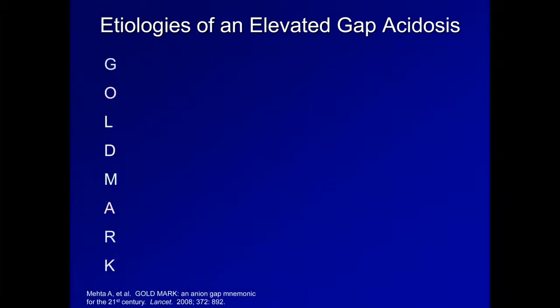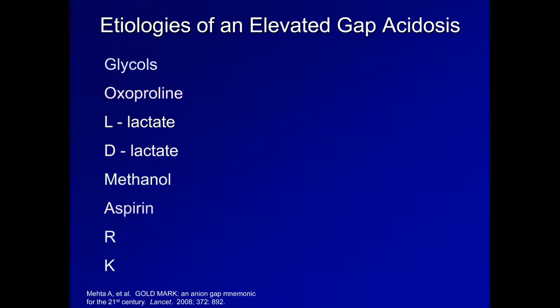In 2008, several physicians in Lancet recommended a new elevated gap acidosis mnemonic, GOLDMARK. G is for glycols, O for oxoproline, L for L-lactate, D for D-lactate, M for methanol, A for aspirin, R for renal, and K for ketoacidosis. This is certainly an improvement.